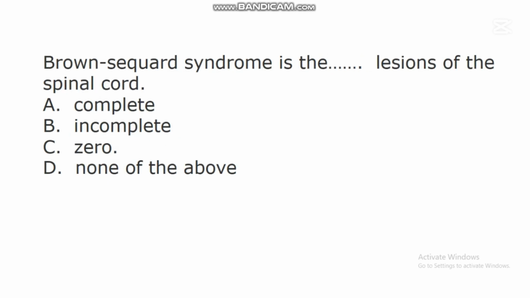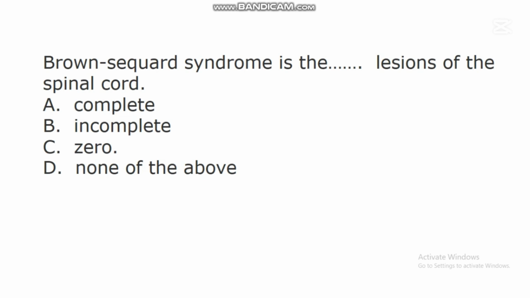The next question says, Brown-Sequard syndrome is the dash lesions of the spinal cord. A. Complete lesions of the spinal cord. B. Incomplete lesions of the spinal cord. C. Zero lesions of the spinal cord. D. None of the above.